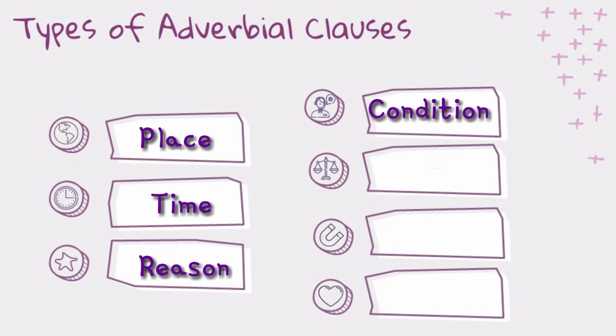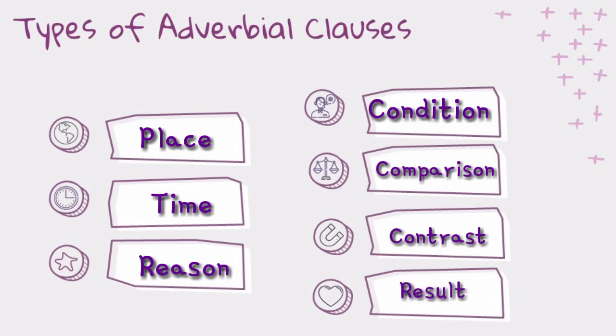The fifth is adverbial clauses of comparison, which compare one thing to another. The sixth is adverbial clauses of contrast, which tell us an opposition of one to another. And the last is adverbial clauses of result, which tell us the result of something that happens.